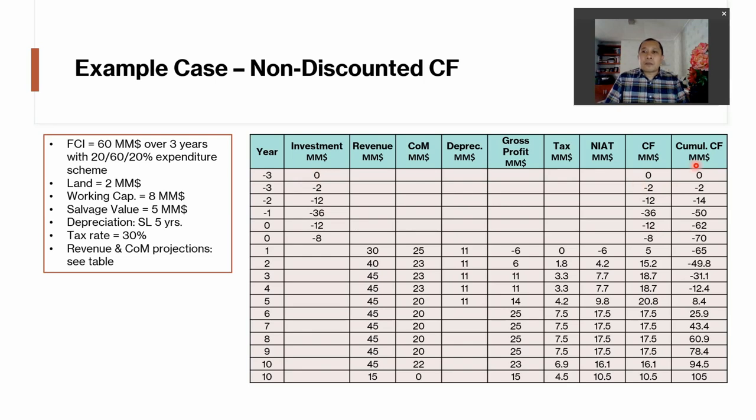And in the last column, we take the cumulative values of everything from first row to the last row, okay, and we obtain the cumulative cash position at the end of the project to be $105 million. Of course, this is after we get back the money that we spent to buy land, to buy the working capital, and also the money that we gain from selling the plant at its salvage value.